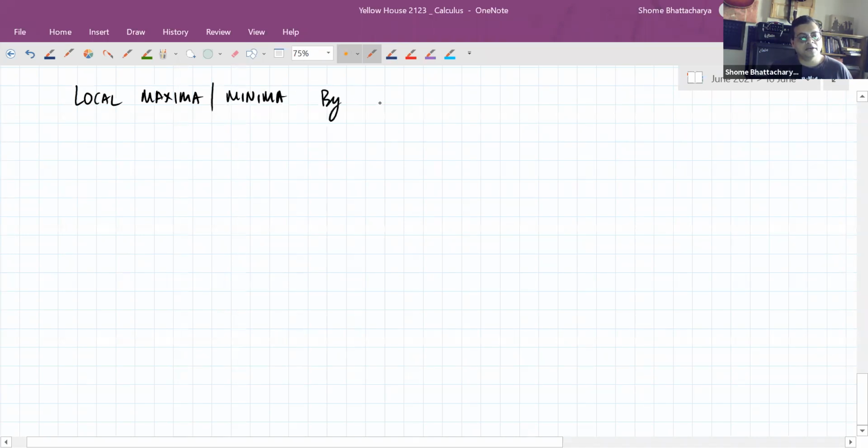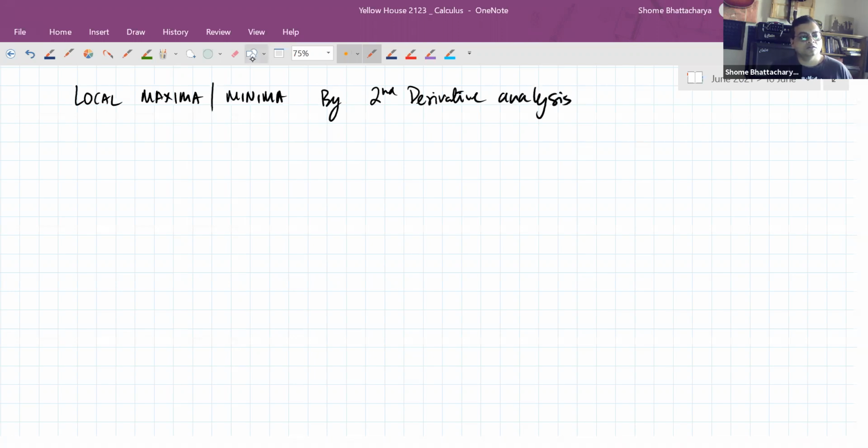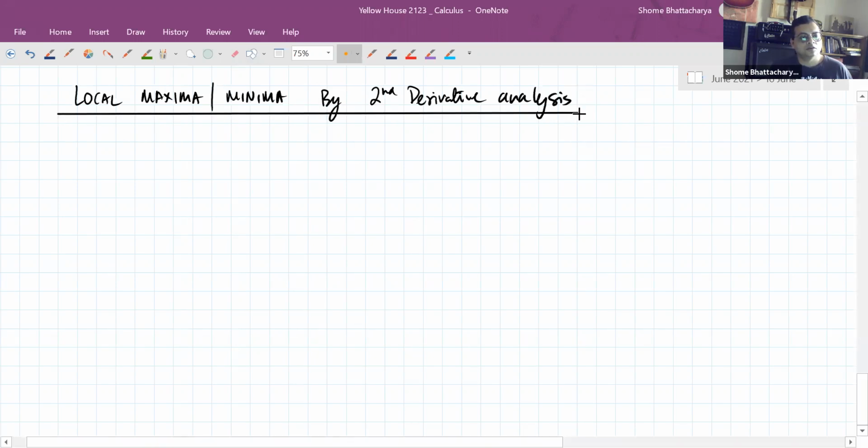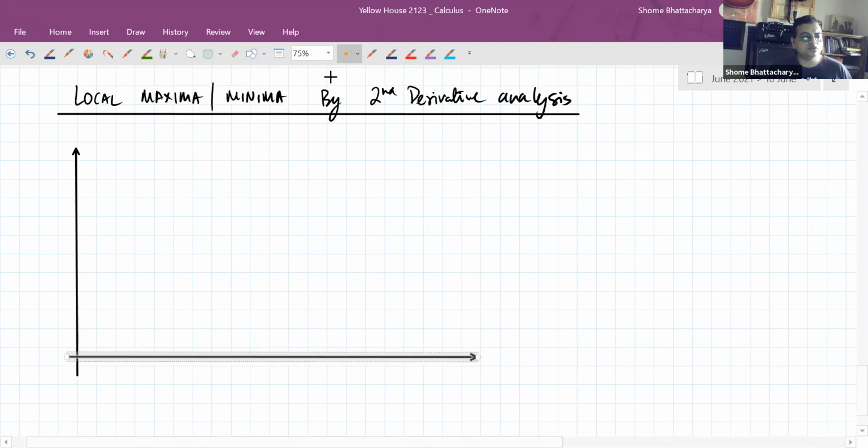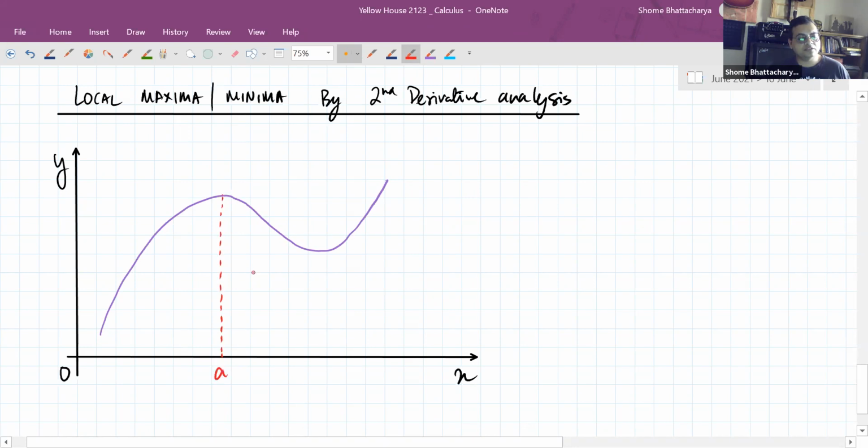But by what we call second derivative analysis. So there's something quite interesting here. The idea is, if you look at the behavior of the derivative of a function at a point where the function reaches a local maxima, you'll realize something very interesting, that the derivative at the peak point is changing. Precisely at the peak point, we have seen before, that the derivative is 0.